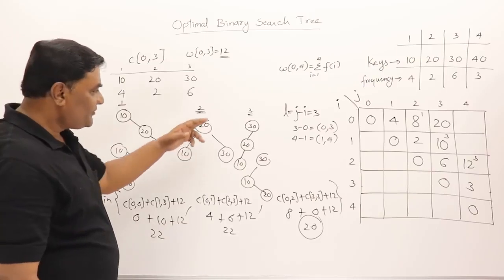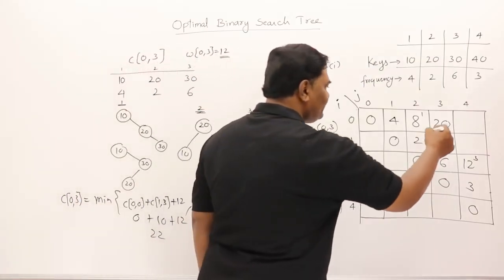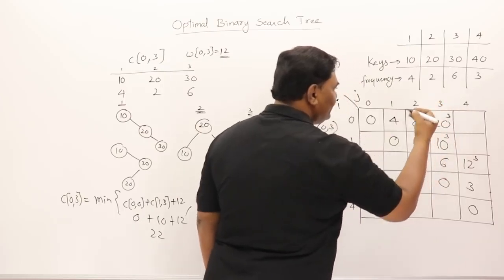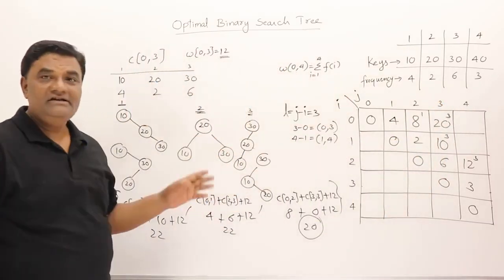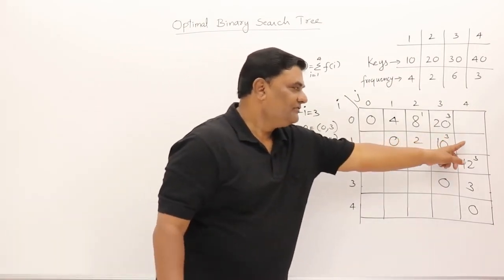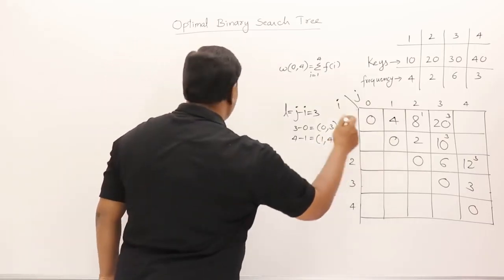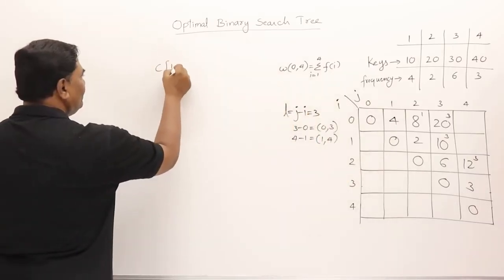And which root has given us the answer? 3. The third root has given us the answer. So the third key should be a root. I have to find out the next value, this one, for 3 keys, and that is 1 comma 4, C of 1 comma 4.